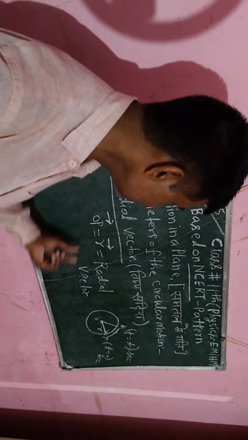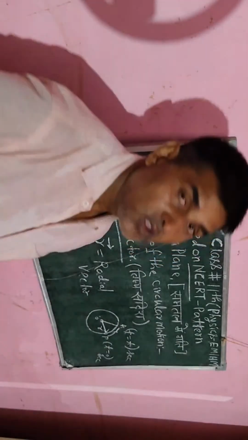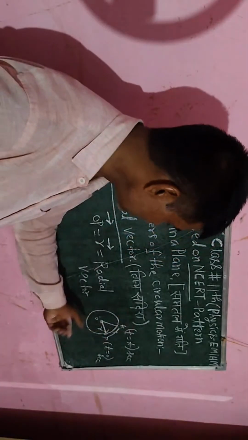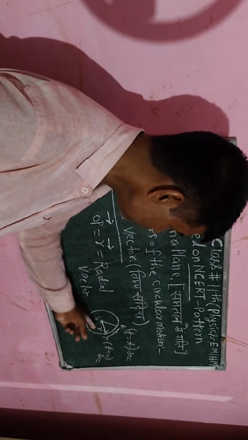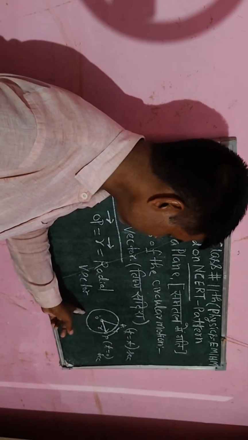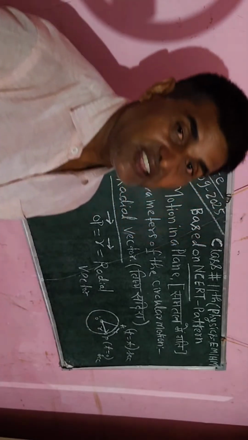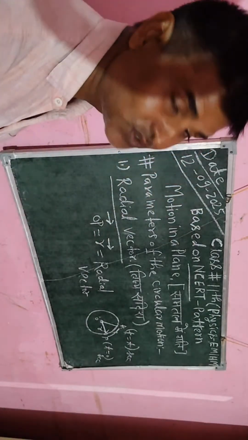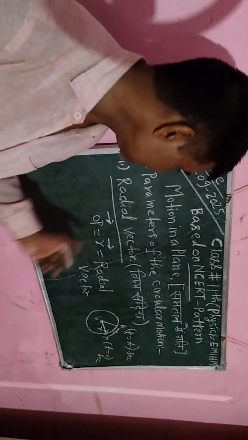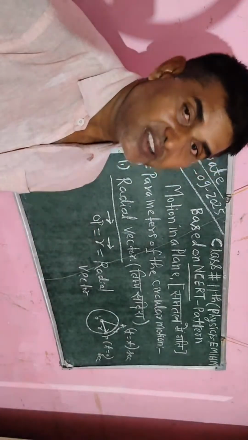So if I will take any point on the periphery or circumference of the circle, from the center of the circle, I will say that is the length R, and that is also known as the radial vector. Okay student, I hope that you are understanding this parameter, that is the radial vector, easily.